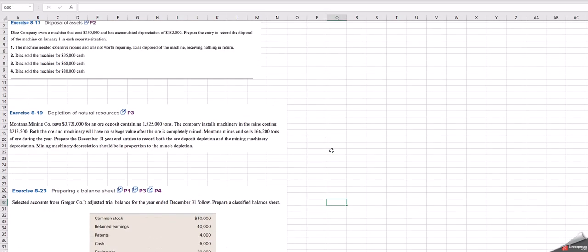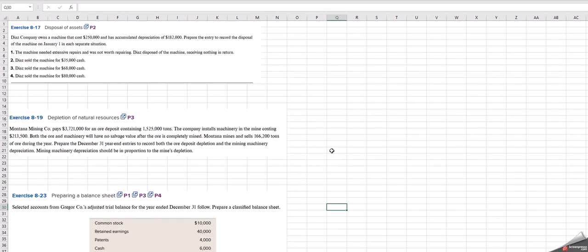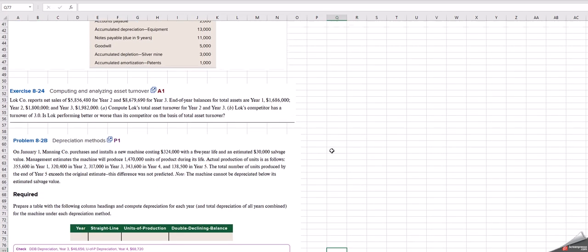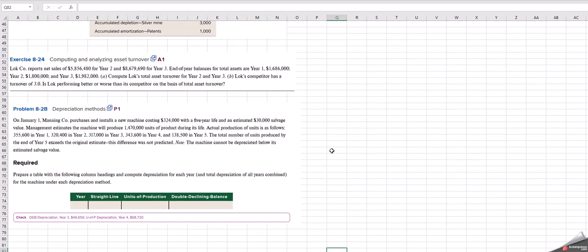Then we get into our Chapter 8. And we have disposal of assets, depletion, a balance sheet, the asset turnover. I might start down here because this is our basic methods. So we've got our straight line depreciation, our units of production, and our double declining balance. So the Manning Company installs a new machine costing $324,000, with a 5-year life and an estimated $30,000 salvage value.